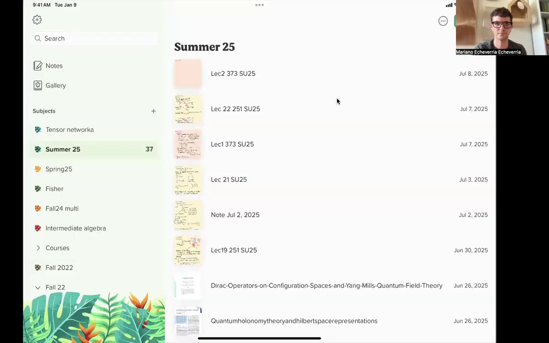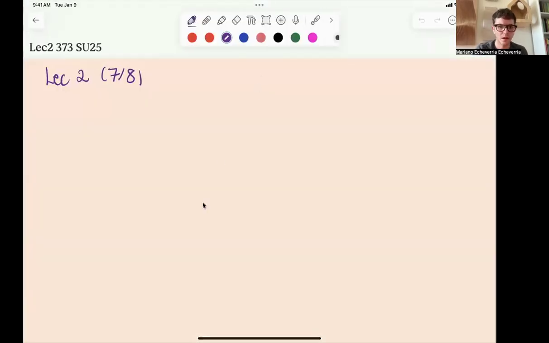Let me connect the iPad first. Oops, sorry. Okay, let's see. Can you see the iPad, right? Is that okay? Okay, yes, perfect. Thanks.